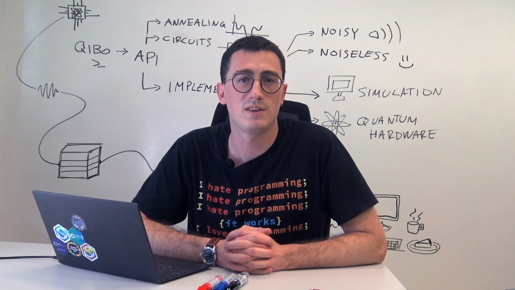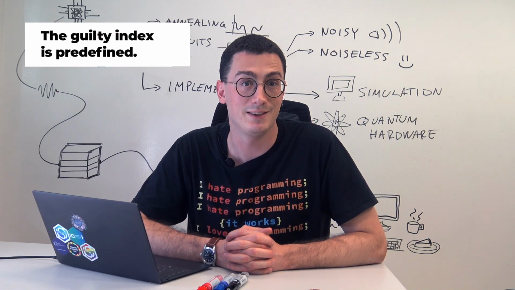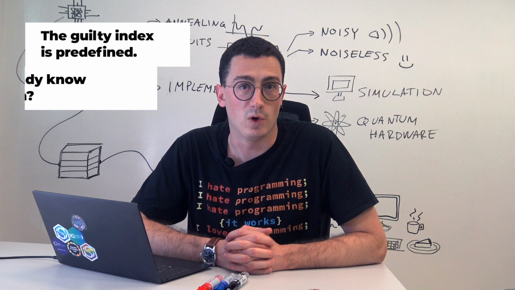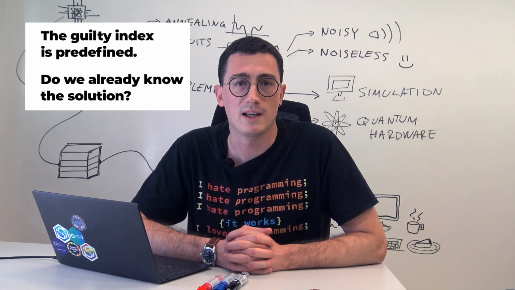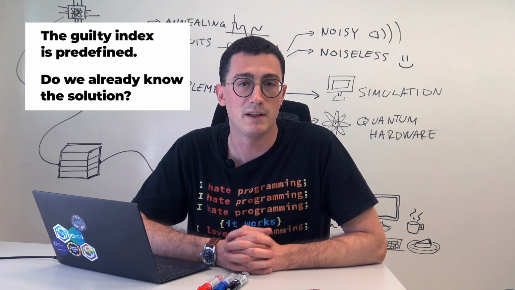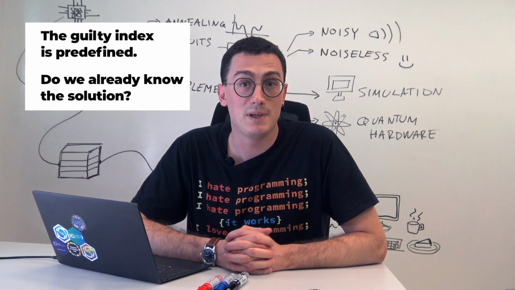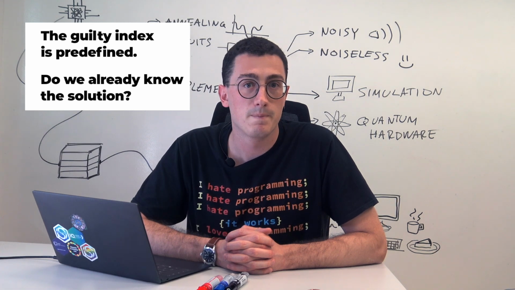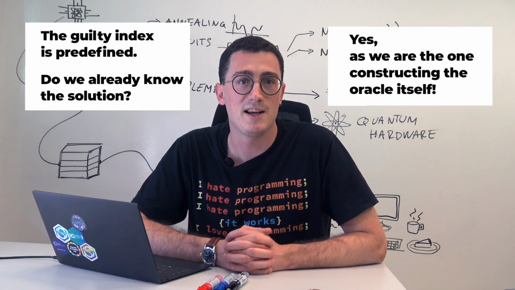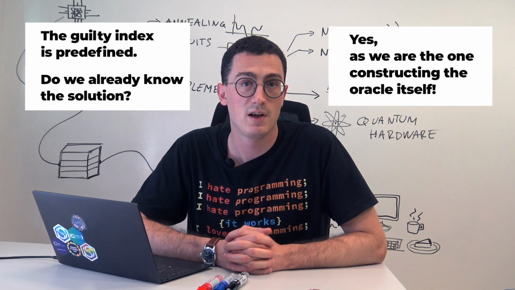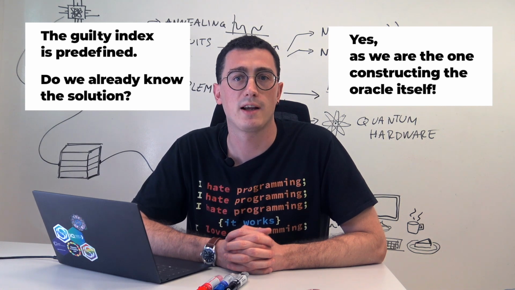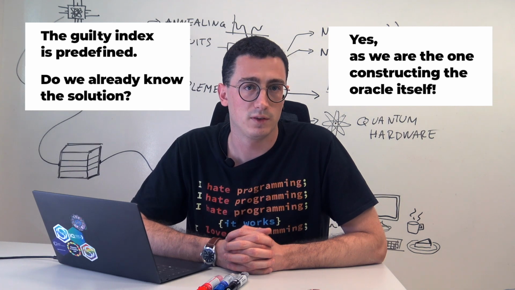I mean, we start our implementation defining a guilty index. Thus, we already know the solution. We can associate the index to the element of the list of bit strings, and everything is done. This is true. In this example, we basically know everything from the beginning. This is because we are the ones constructing the oracle itself, and we are building the algorithm in such a way that we can actually check if it is working or not.